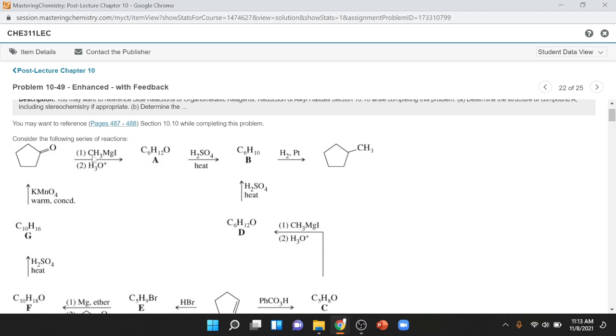Then the next thing you can do is, well, here we have 1, 2, 3, 4, 5 carbons. Over here we have 6 of them, don't we? Here we have an oxygen, here we have an oxygen. So the number of oxygens doesn't change. We gain 1 more carbon, don't we? What else do we gain?